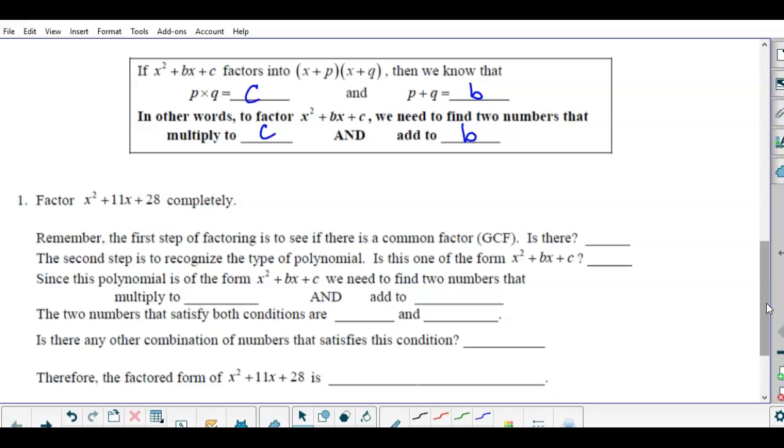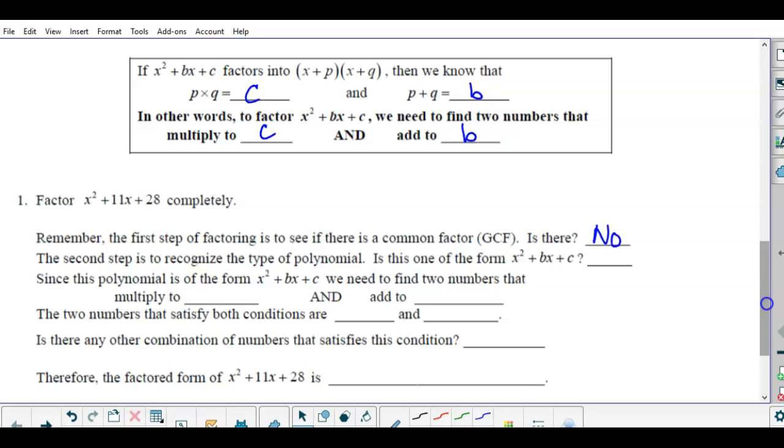Okay, so here's a new question. x squared plus 11x plus 28. Factor it. First thing, you always want to look for a greatest common factor. Is there a number or a variable that goes into every term? Well, the coefficient is 1, so there's nothing that goes in. You don't include 1. And there's not an x in all of them. So, is there a greatest common factor?